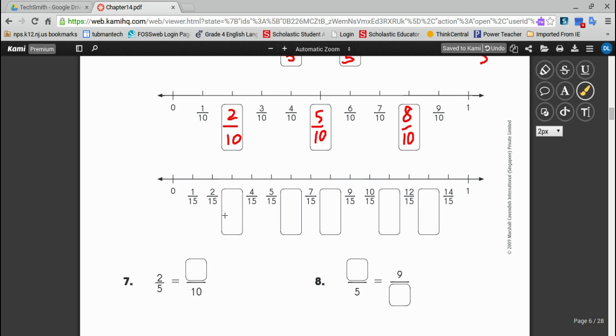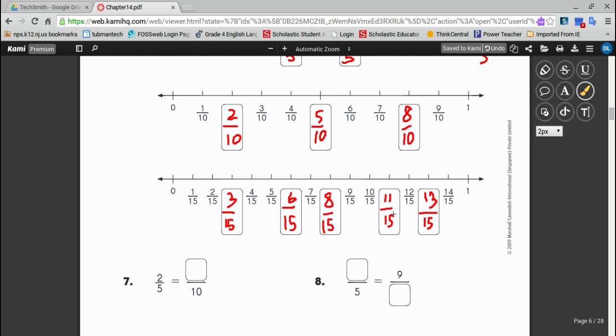Alright, next, so if you look over here, we're splitting our distance between 0 and 1 into 15ths. So that's 1 over 15, 2 over 15, so this will be 3 over 15. 4 over 15, 5 over 15, this will then be 6 over 15. 7, and this will therefore be 8 over 15. 9, 10, this will be 11 over 15. 12, and then this of course will be 13 over 15.